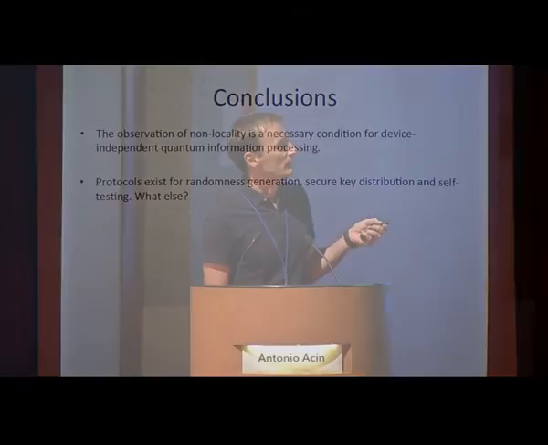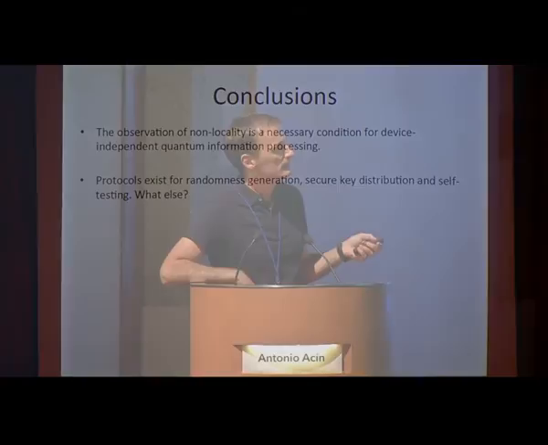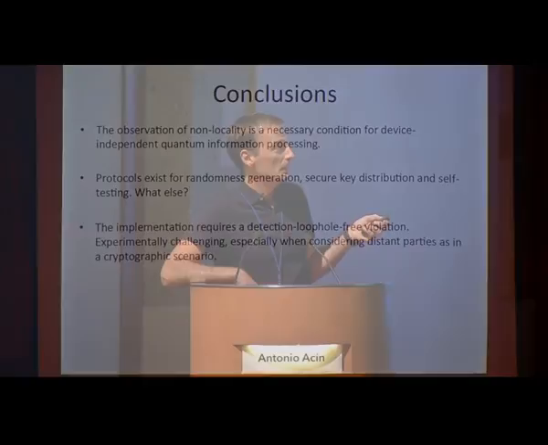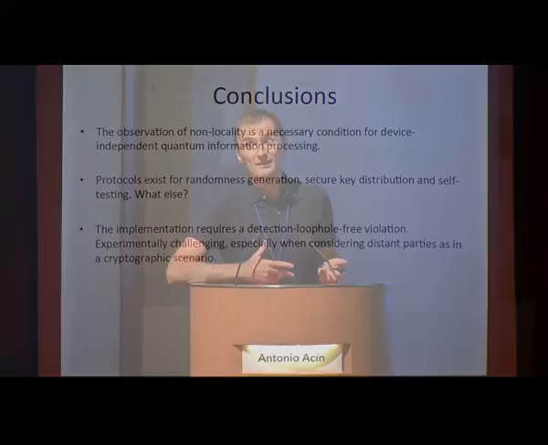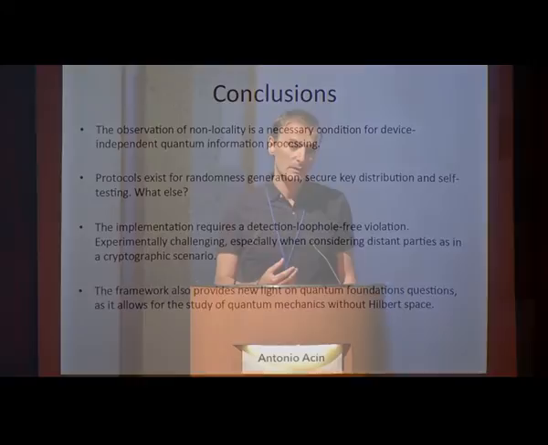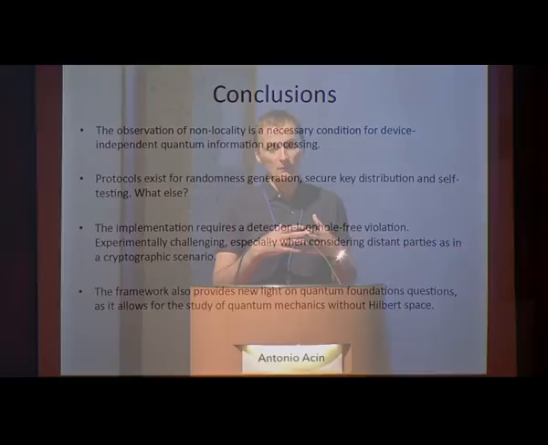So we have protocols for randomness generation. I briefly told you about this idea of getting two boxes and generating randomness out of this. Also cryptography and some other protocols. One of our main interests is to understand what you can do in this regime. I just briefly mentioned that from a technological point of view, things are challenging. Not impossible, but challenging. And also, the nice thing is that it gives you new ways of tackling questions in foundations, like understanding how you can try to think of situations where you go beyond quantum physics. Okay, I conclude. Thank you very much.